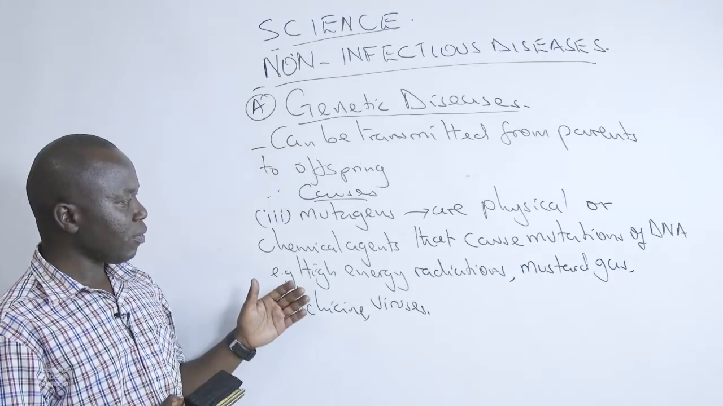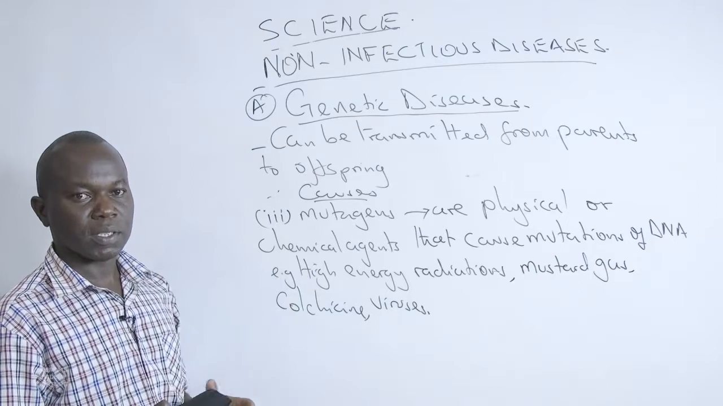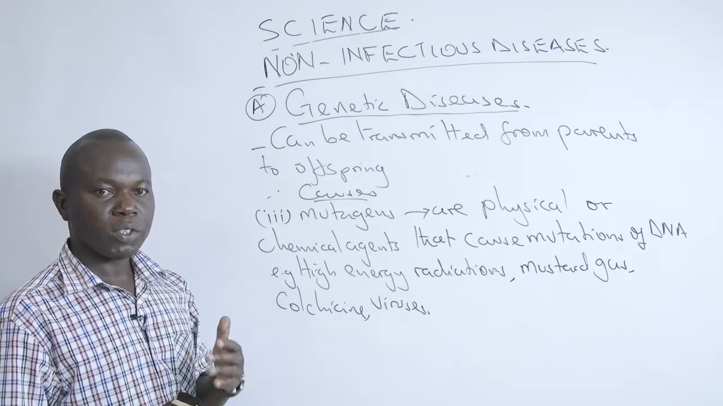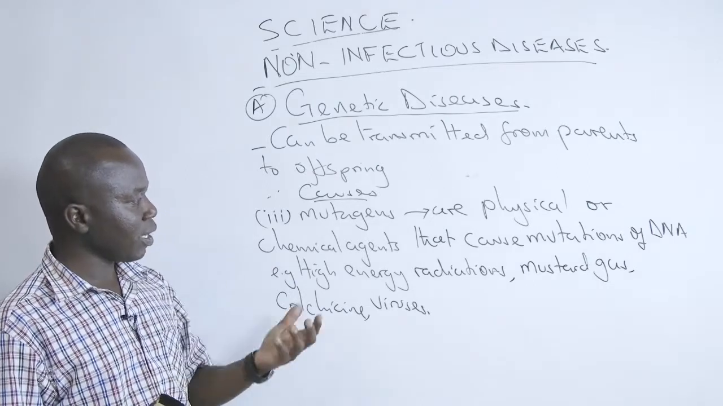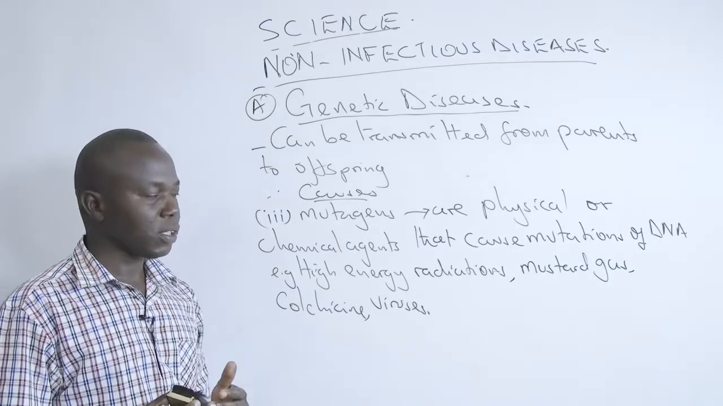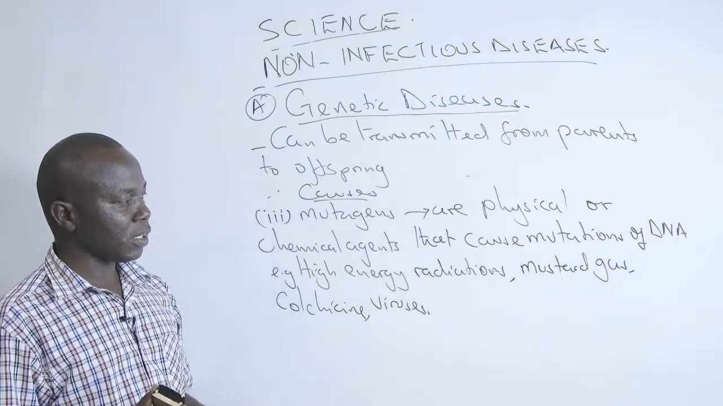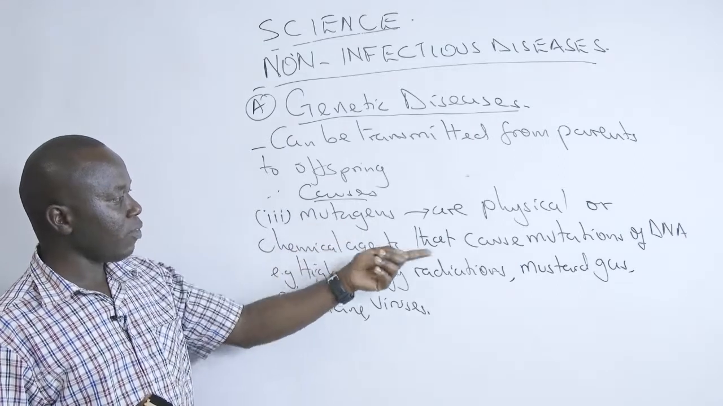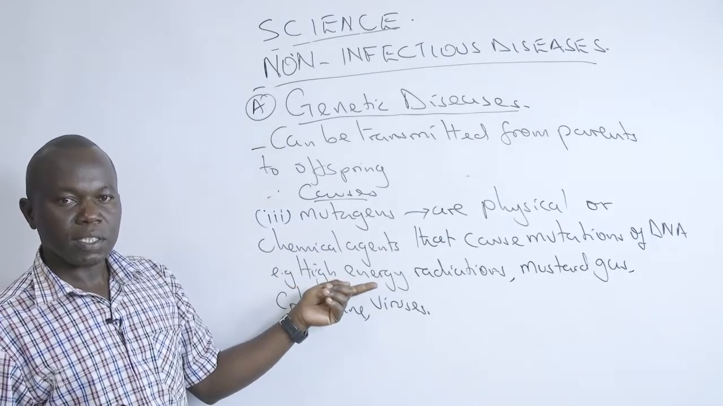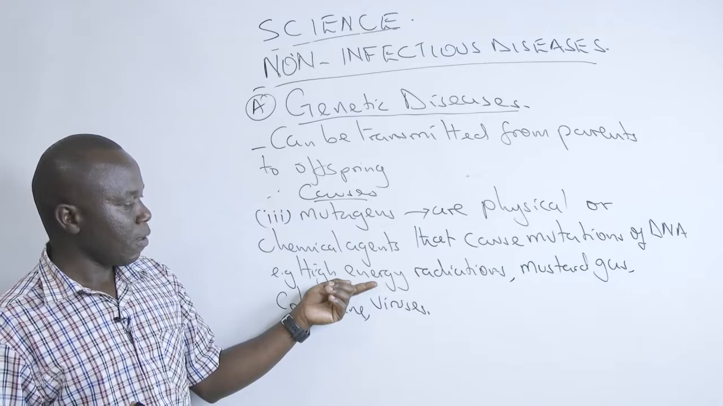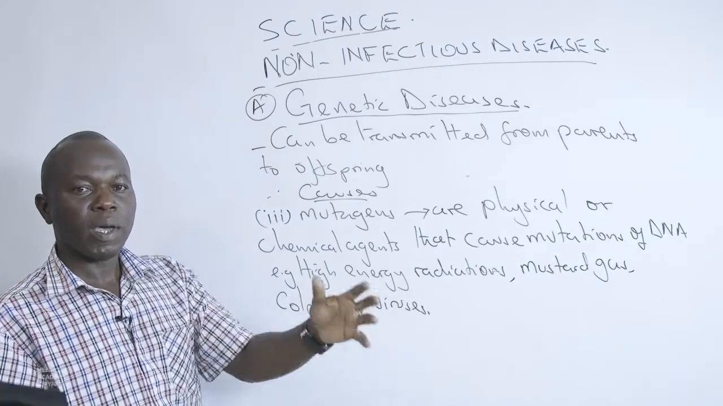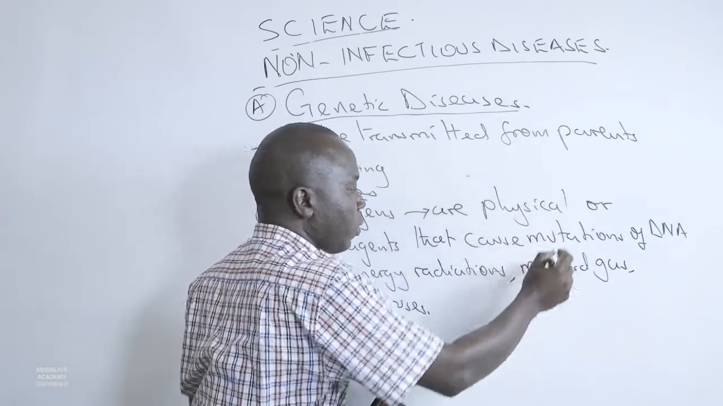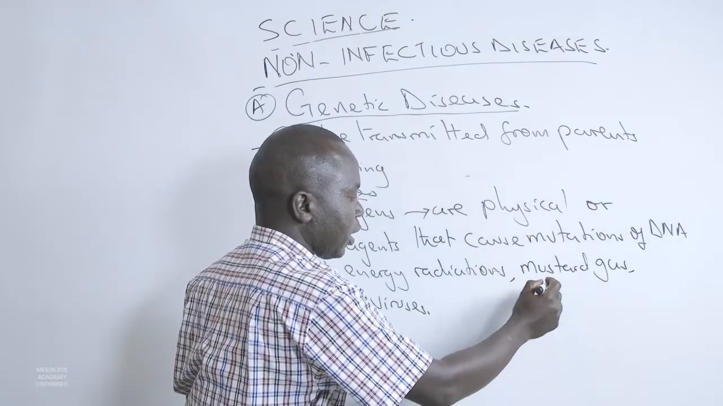Now, you realize that for the first two causes, there's nothing you can do about it, although counseling at marriage level can reduce some of those instances. We are going to look at one of the diseases. And then mutagens, you can avoid high energy radiations in your environment. Sometimes you realize that where we have a nuclear plant, there's always a sign showing that that's a dangerous point.